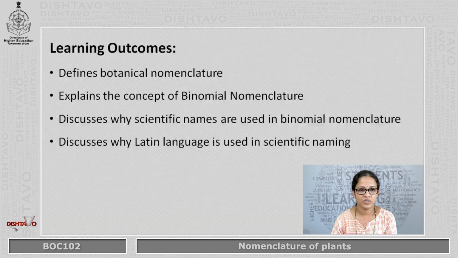At the end of this module, you will be able to define botanical nomenclature, explain the concept of binomial nomenclature, discuss why scientific names are used in binomial nomenclature, and why the Latin language is used in scientific naming.